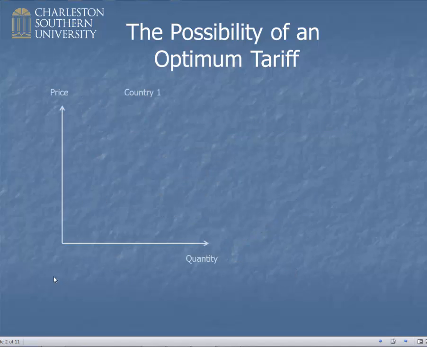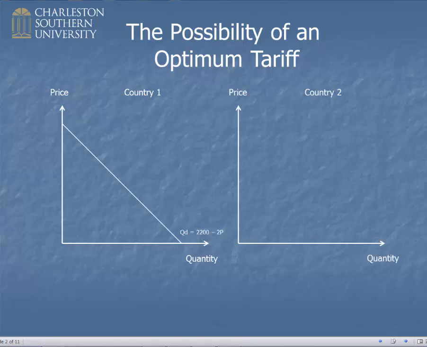Alright, now let's imagine we put country 1 on the left and country 2 on the right. Then we have the demand curve. I don't think I've asked you to calculate these endpoints, but you can calculate them. It might help you keep a sense of scale. This number down here at the bottom is going to be 2200. This number up here will be 2200 divided by 2, or 1100.